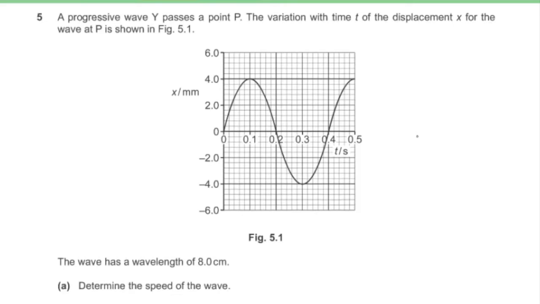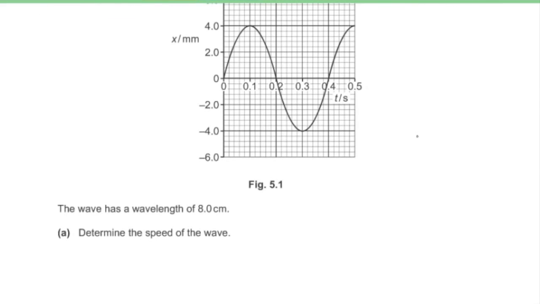Question number 5. A progressive wave passes a point P. The variation with time of the displacement for the wave at P is shown in figure 5.1. The wave has a wavelength of 8 centimeters. Determine the speed of the wave. So speed is frequency into wavelength. Frequency is 1 over time period. The time period for this wave is going to be from one crest to the other crest. So this is the time period for this wave, and it is 0.4 seconds.